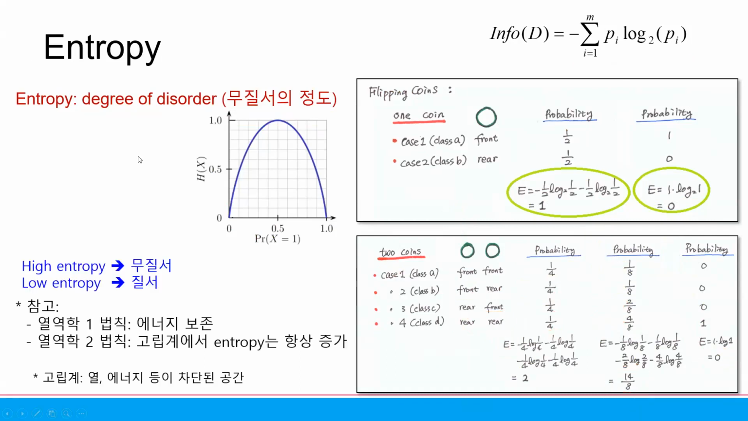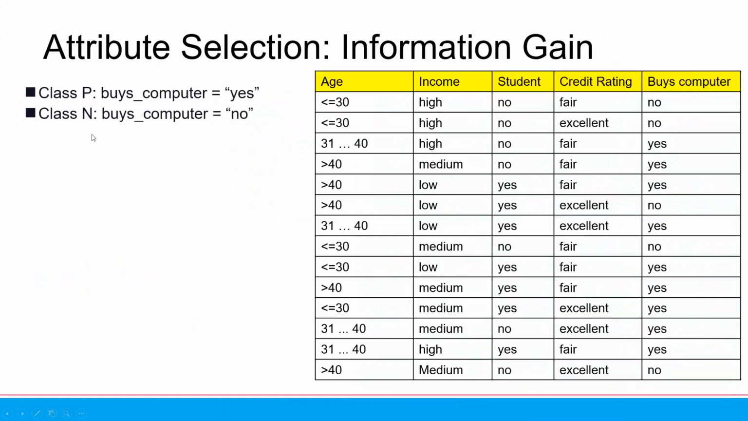Now we will check whether the data has high entropy or low entropy. If it is high entropy, then we can later split. If it is low entropy, then we cannot do more split. Let's see with detail.